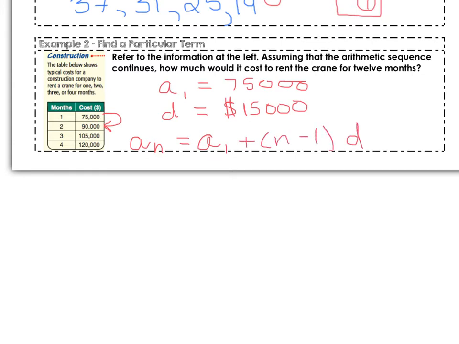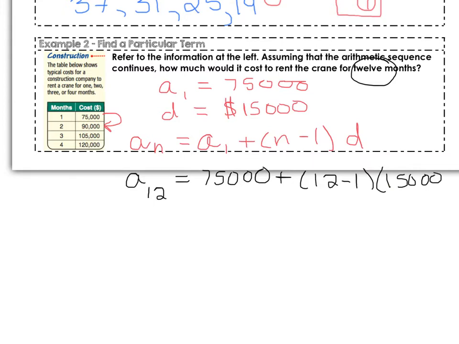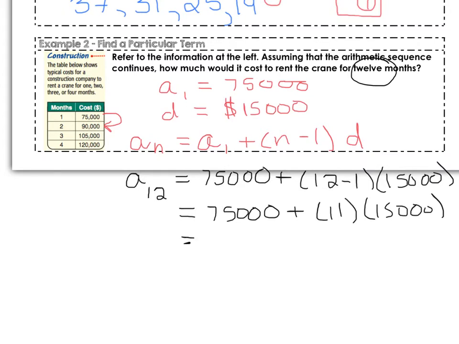Specifically, the term that I'm looking to find will be my 12th term. So I'm just going to search for A12, and I'm going to plug in my A1. My n value here is going to be 12 because I'm looking for the 12th term, and my common difference is 15,000. Now I'm going to follow order of operations. First, I'm going to work inside my parentheses. 12 minus 1 is 11. Still going to multiply that by 15,000. So now we're at a point where we can just type this into our calculator, and we're going to get $240,000 is the cost of renting the crane for 12 months.